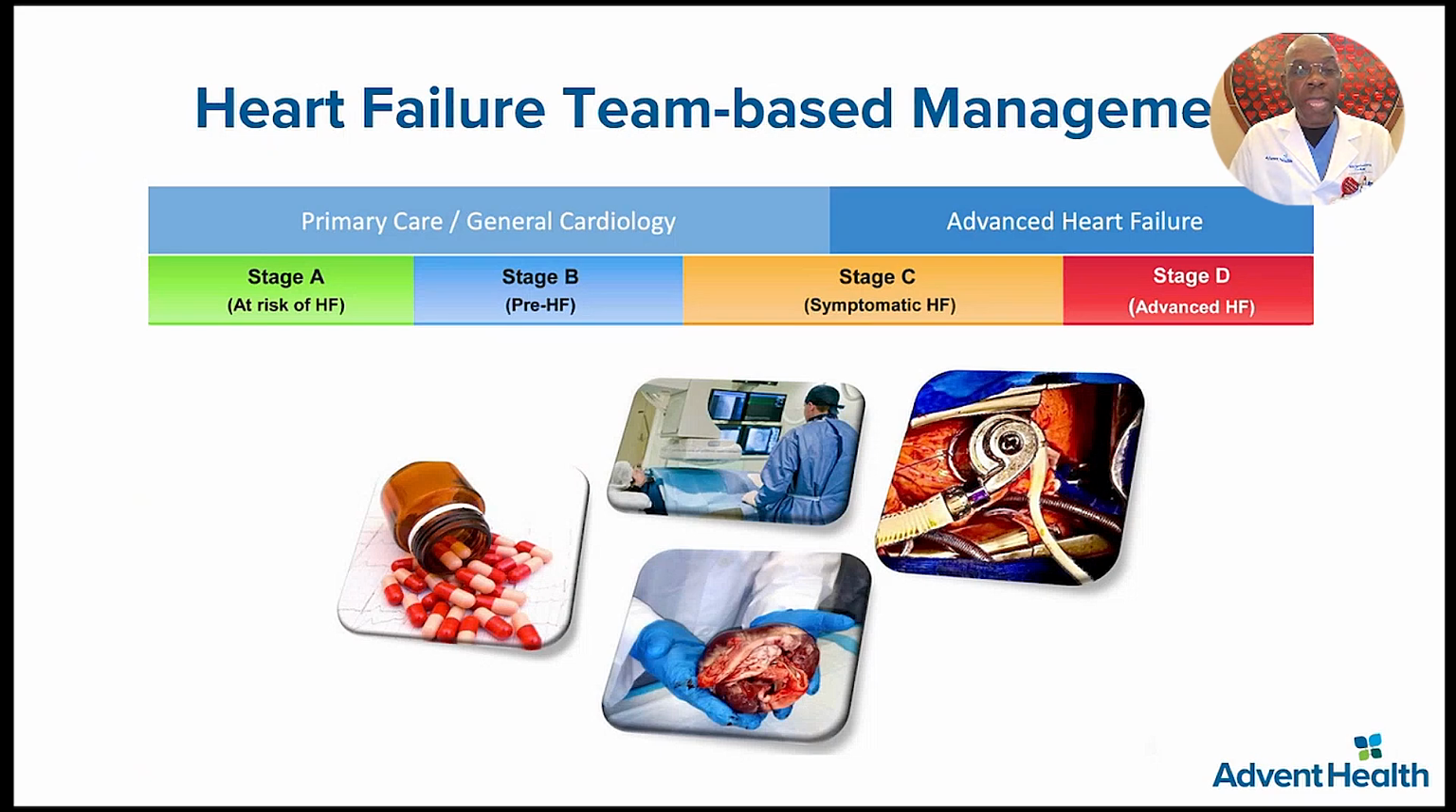Starting with patients in stage A that are at risk, this basically represents primary care, where treatment of hypertension, diabetes, obesity, and other risk factors can prevent the patient from entering the heart failure death spiral to begin with. Patients that have developed damage to their heart require the input of a general cardiologist to determine what the next course of action is and what the cause of the heart damage is.